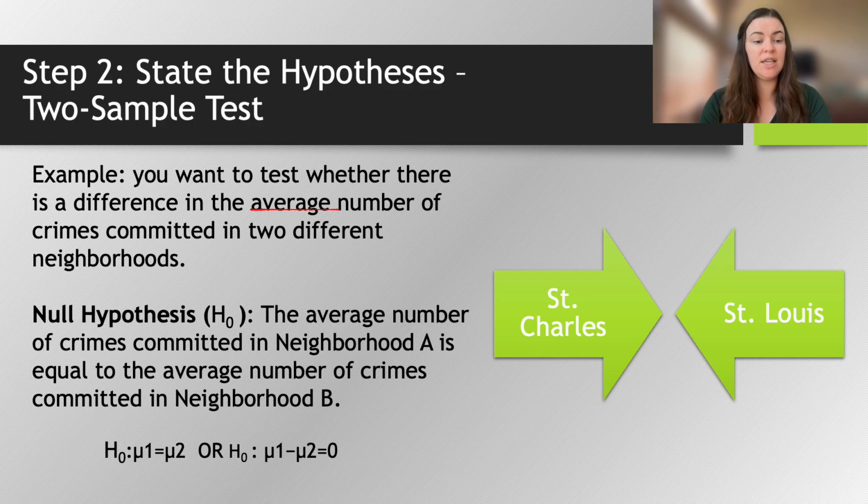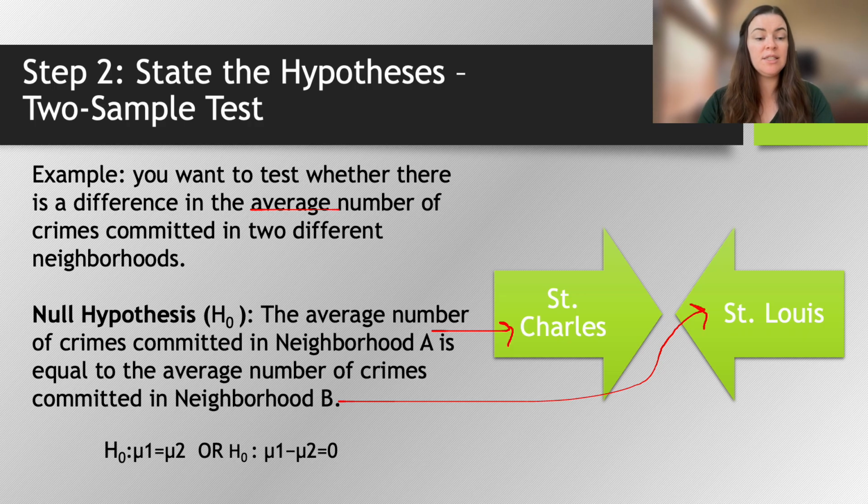How we would go about stating this, both in terms of the actual verbiage and the statistical notation, are listed here. So we could say the average number of crimes committed in neighborhood A, maybe we select that as St. Charles here, is equal to the average number of crimes committed in neighborhood B, which we could list as St. Louis. So the way we would go about noting this statistically is what you see here at the bottom, and there are two different ways that you can go about it. I typically use this first option, but both are perfectly fine to use.